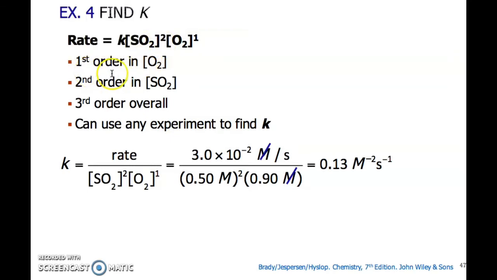So it is first order in O2, the oxygen, and second order in the sulfur dioxide, and third order overall, because 2 plus 1 gives 3. You can use any experiment to find the value of k. So you just choose the red one, 2, 3 or 4, and you get the same k.